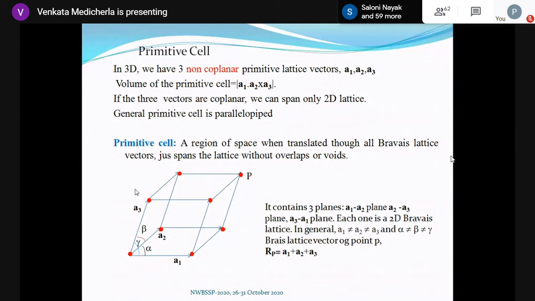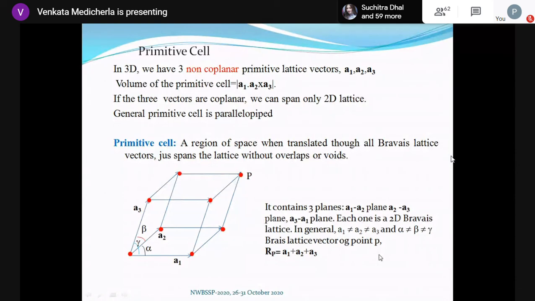Okay. So, in general, A1 is not equal to A2, not equal to A3. I have not put these in boldface. Once I remove boldface, they become the magnitude. If I put boldface, it means they are vectors. And alpha not equal to beta not equal to gamma. In that case only you get a parallelepiped. This is the most general case.